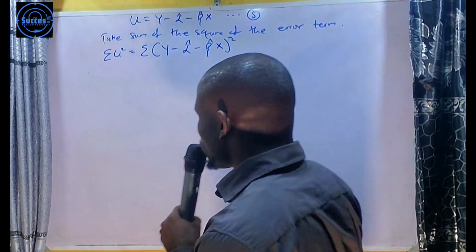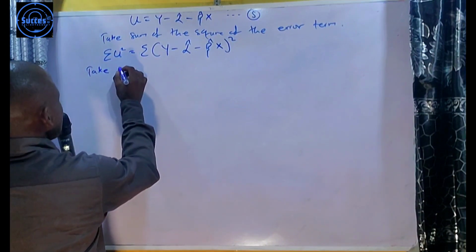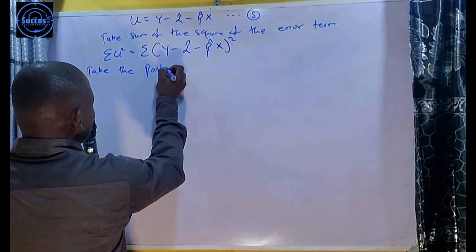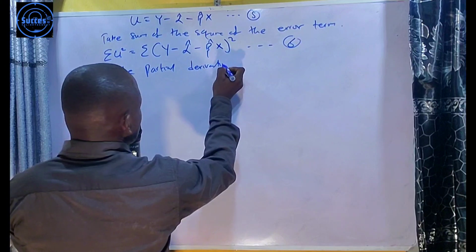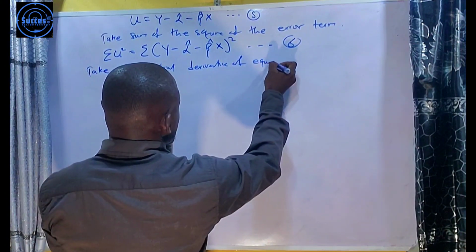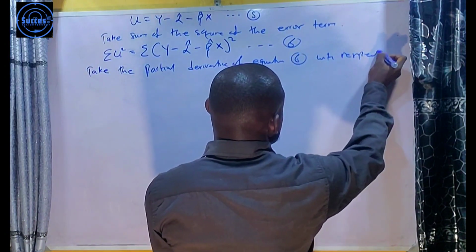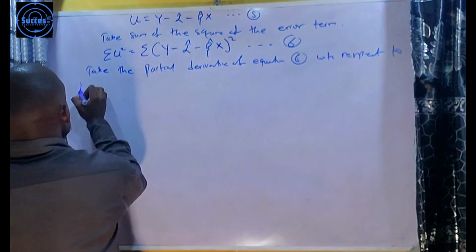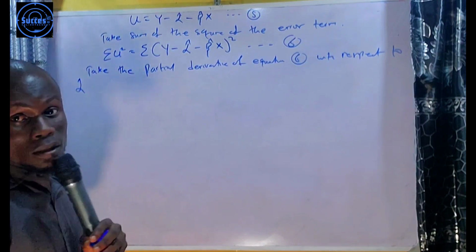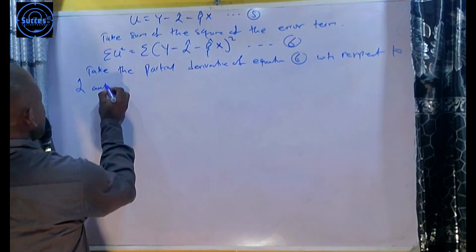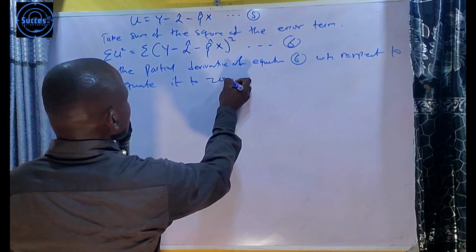So from here, to minimize this, first you take the partial derivative of equation 6 with respect to alpha cap, and equate it to 0. Call this equation 6.